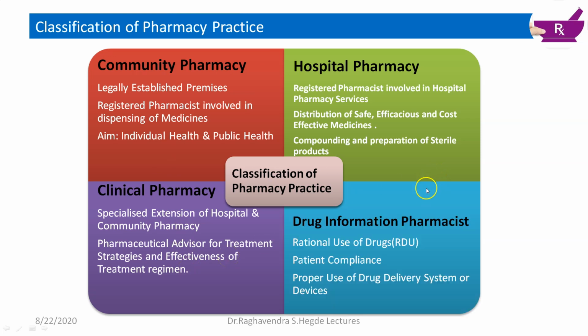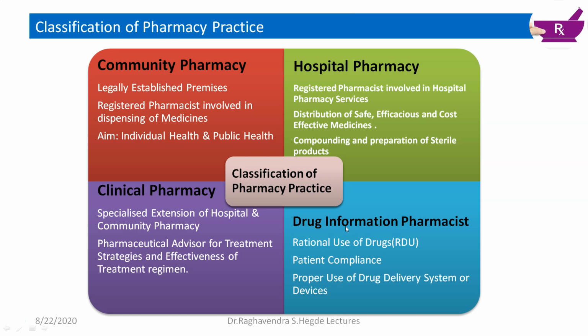Classification of pharmacy practice: when it is applied to drug information, it is said to be drug information pharmacist, where the pharmacist can provide unbiased information. By providing unbiased information, he can reduce the complications in the medications. So he can promote the rational use of drugs, and he can increase patient adherence, that is patient compliance, by properly educating the patients.